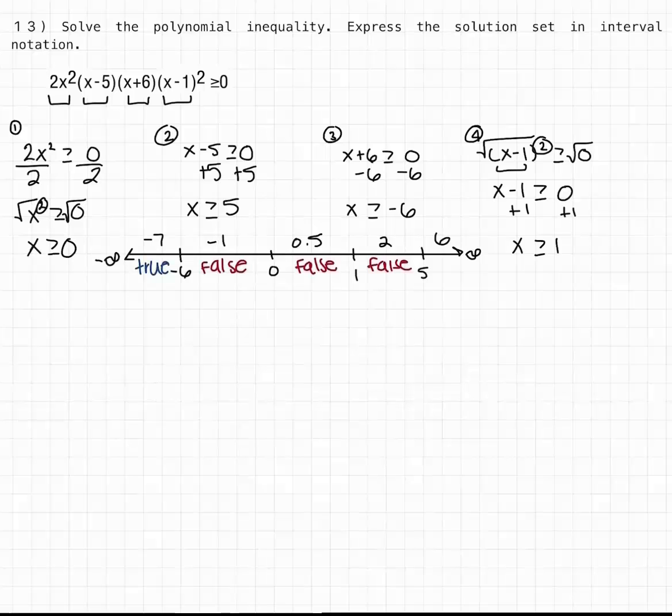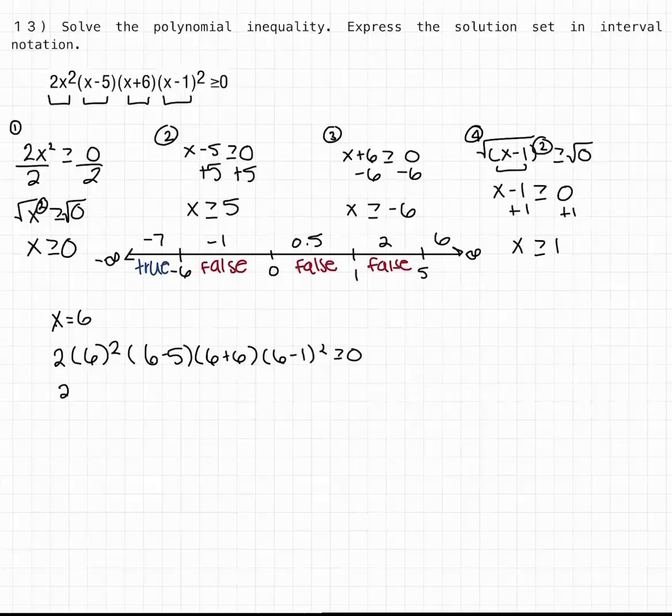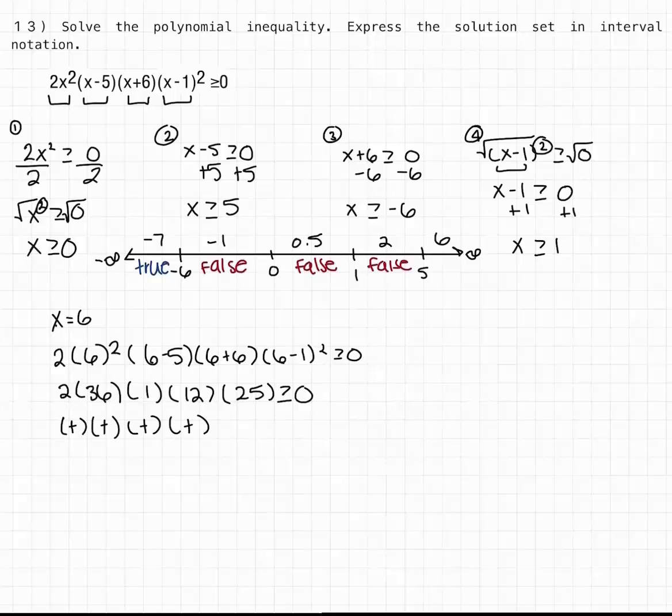Now we are finally on our last one. So let's go ahead and do x is equal to 6. Let's plug it in where it needs to go. Let's simplify. And looking at this, we have all positives. We have a positive times a positive times a positive times a positive times a positive. We know that when everything is positive, we're going to be getting a positive number is greater than or equal to 0, which is true.